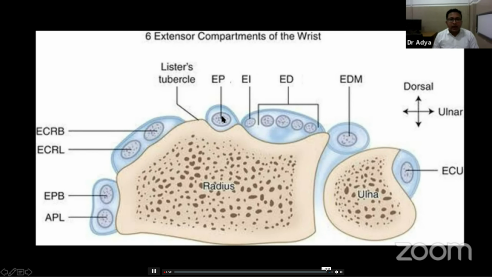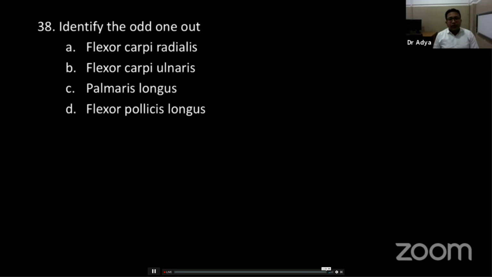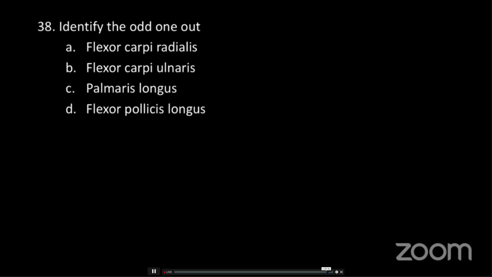Now 38, identify the odd one out. A, flexor carpi radialis, B, flexor carpi ulnaris, C, palmaris longus, D, flexor pollicis longus. We are live, sir.